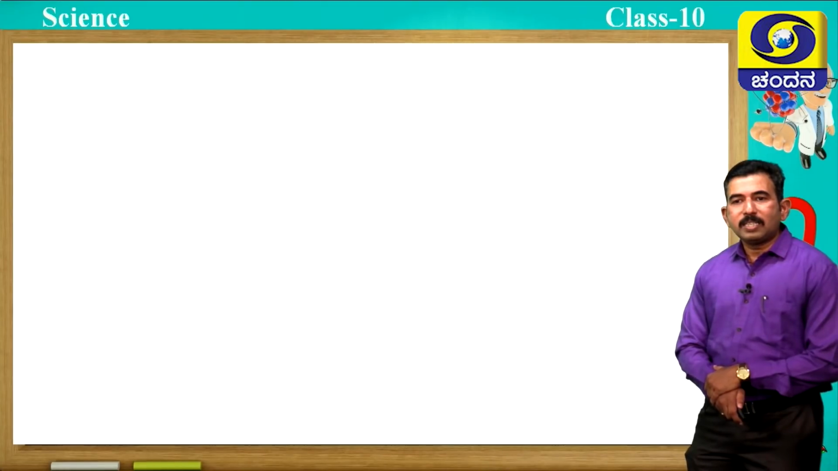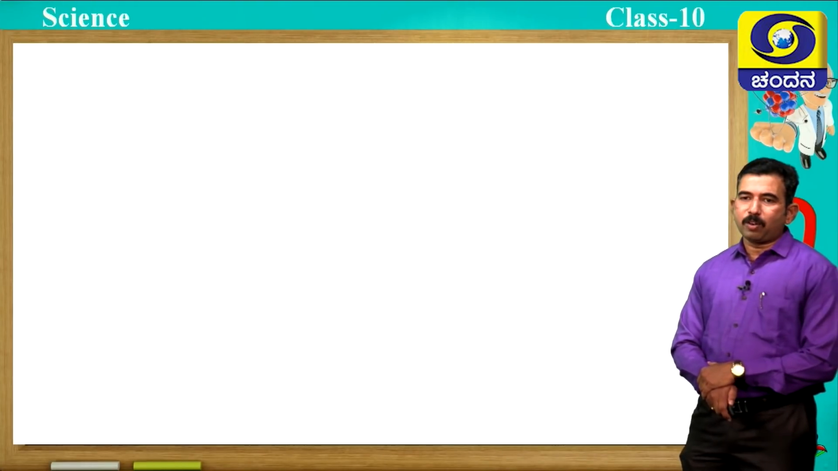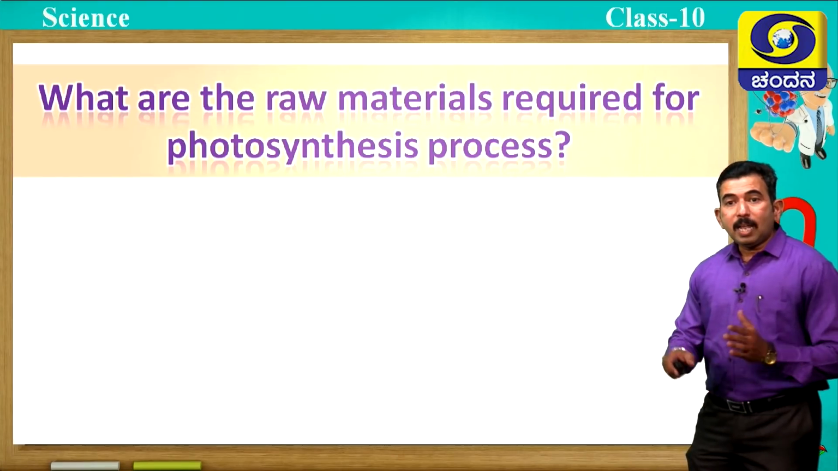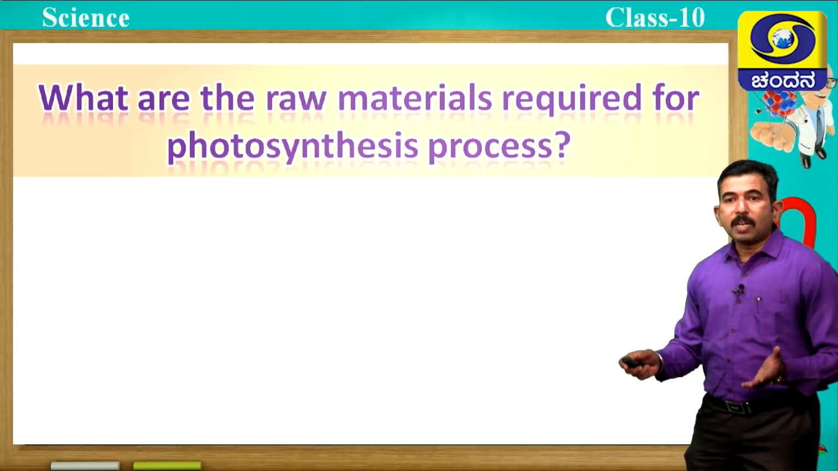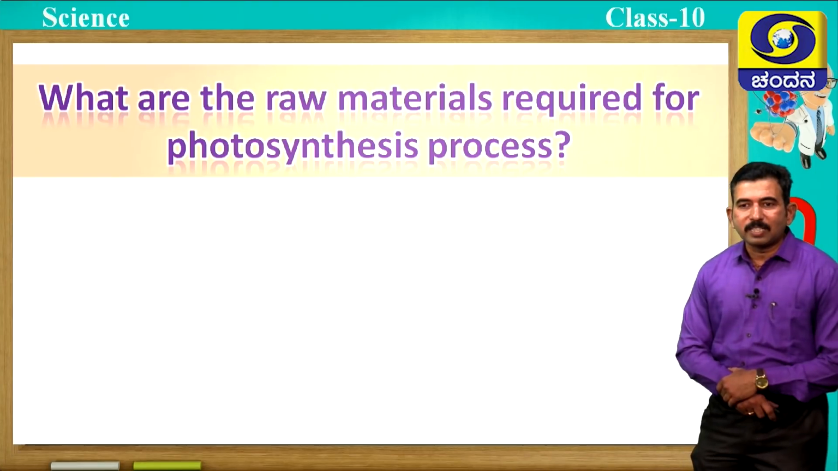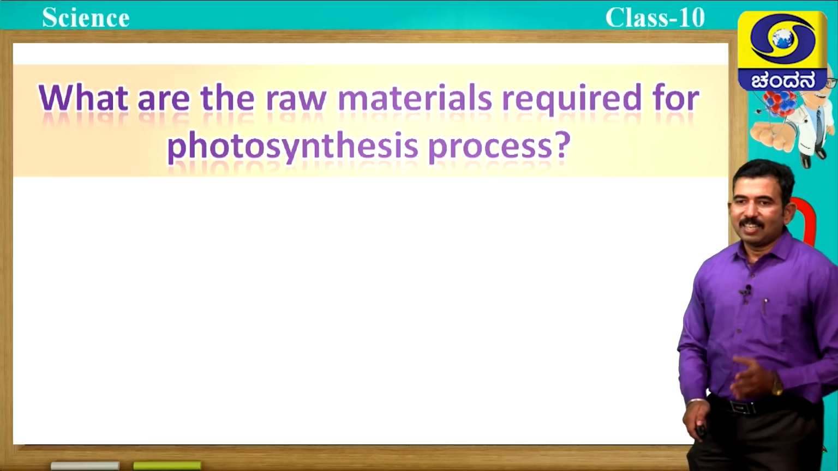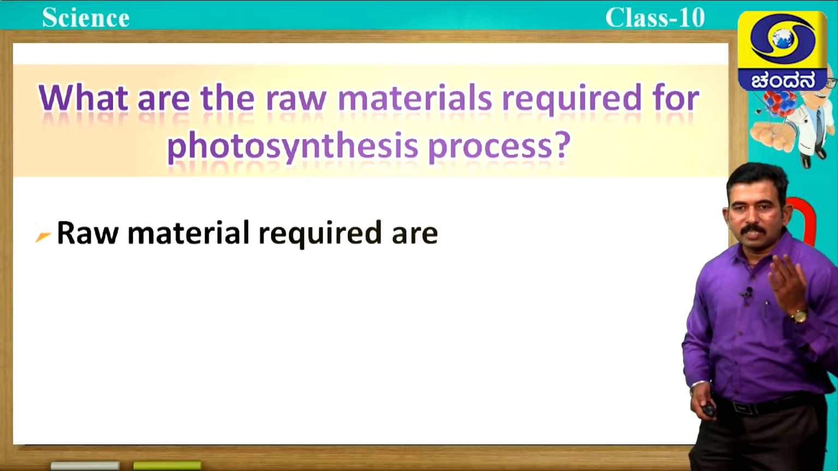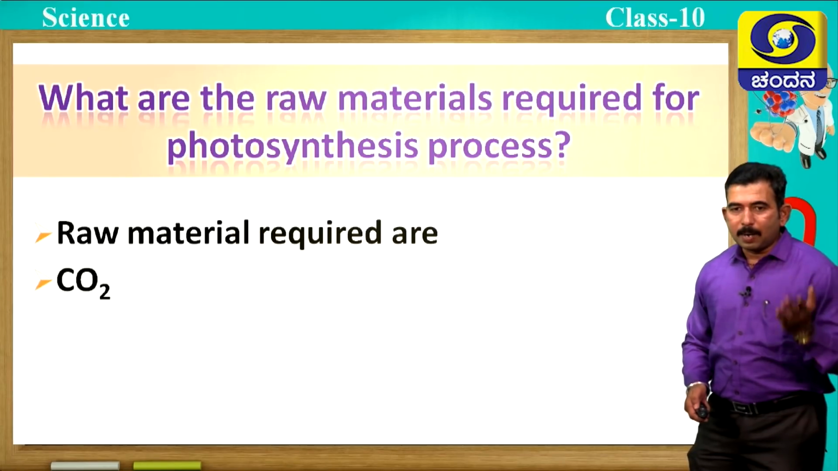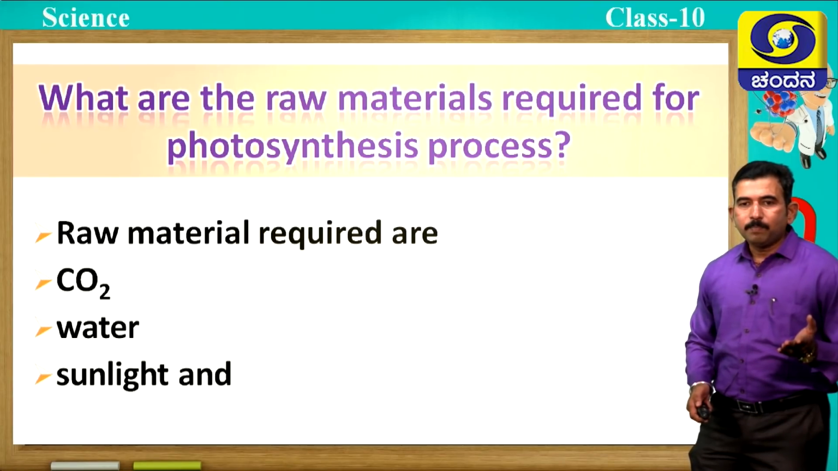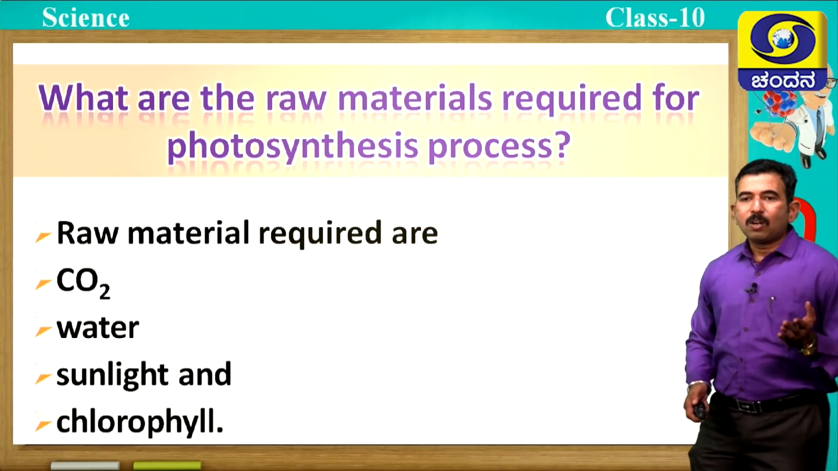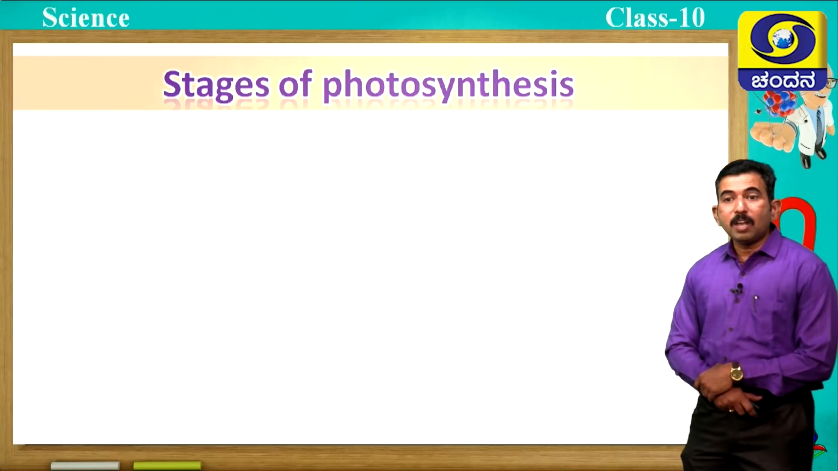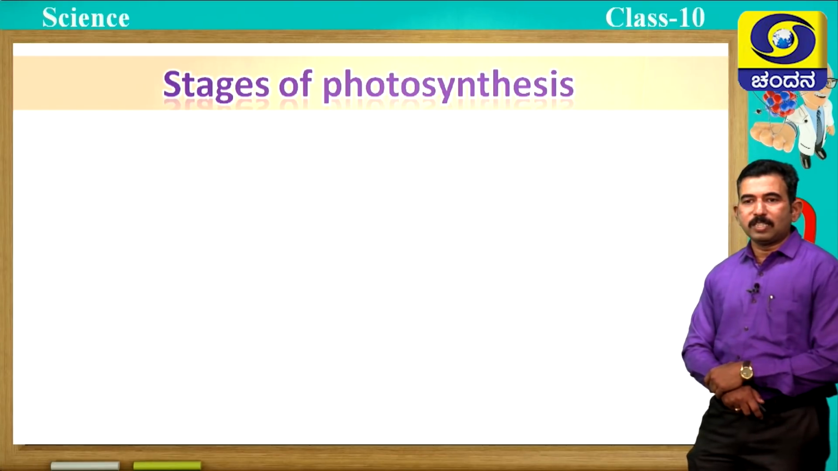Now we are going to discuss the raw materials required for photosynthesis. Students, can you tell me the names of the raw materials required for the photosynthesis process? Yes, your answer is correct. The raw materials required for photosynthesis are mainly carbon dioxide, water, sunlight and chlorophyll. Now, next let us discuss the events or the stages of photosynthesis.